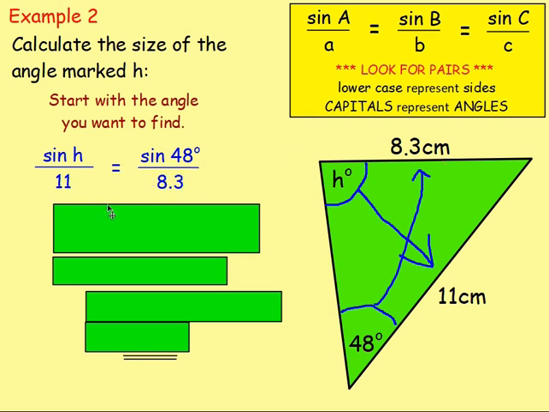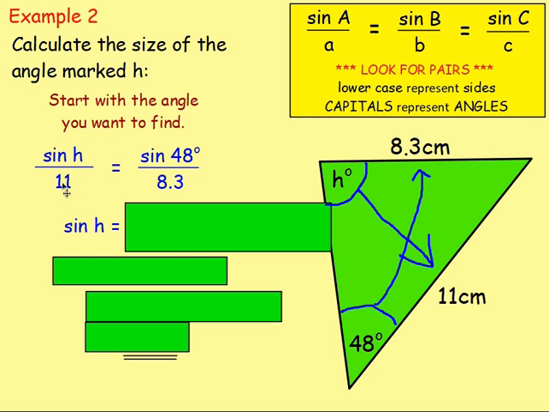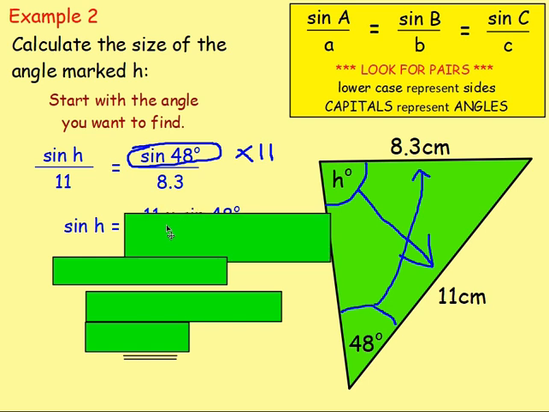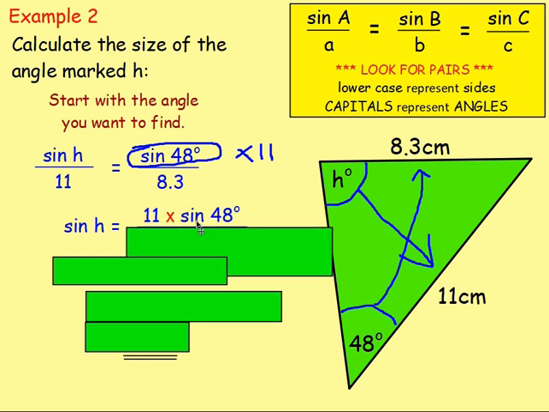We want to work out H, but first of all get sine H. Just like that first example, we get rid of the divide by 11 by timesing by 11. So on the other side, we also times by 11. When we're multiplying by 11, we just put it on the top. So we multiply sine 48 by 11. But again, we tend to put it first, so it's 11 times sine 48. We don't want the calculator to work out sine of 48 times 11. That's totally wrong. It's 11 multiplied by whatever sine of 48 is. So 11 times sine 48, divided by 8.3.